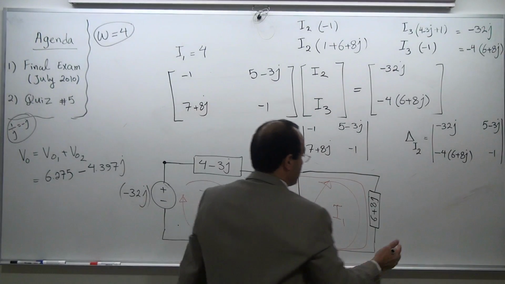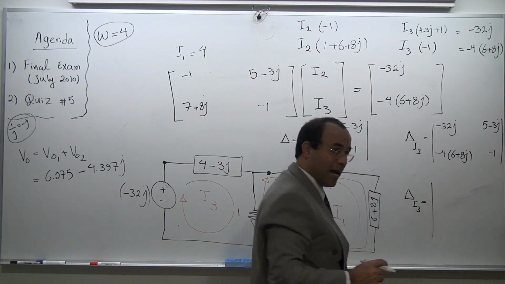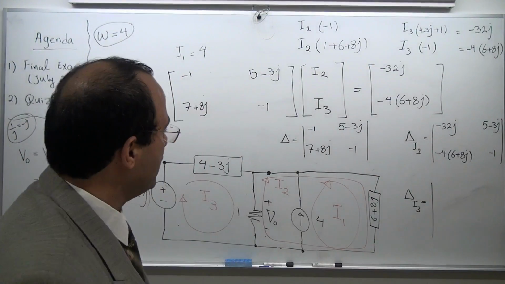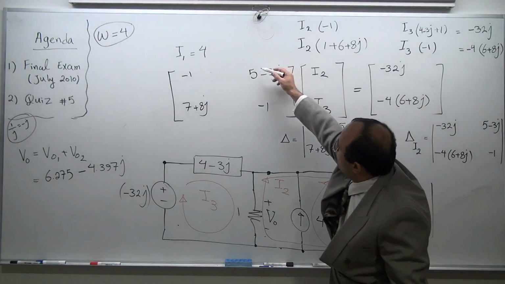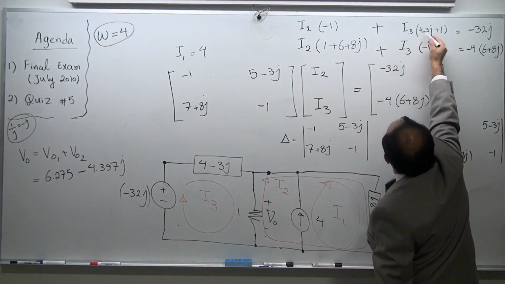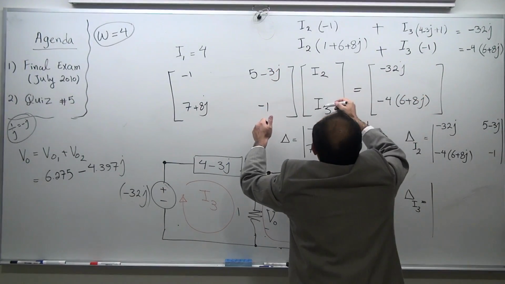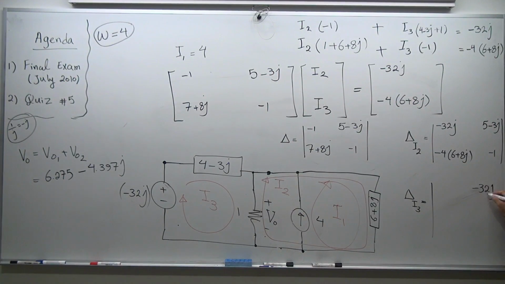What is delta I3? I simply write it down. You see, you need to be calm. Just write it down. If you have practiced enough, all you have to do is to make sure you're doing it right in the first try. Delta I3, you need to replace the column. You see this one? This column represents I3. Replace this with the right-hand side. So it's going to be minus 32j, minus 4 times 6 plus 8j, minus 1, 7 plus 8j, and that's it.